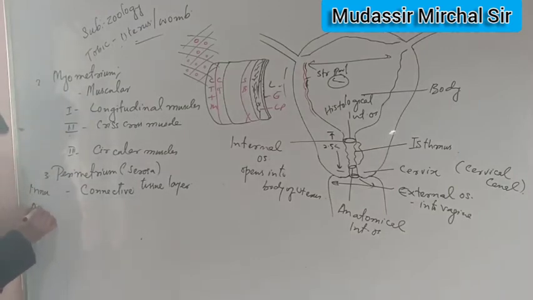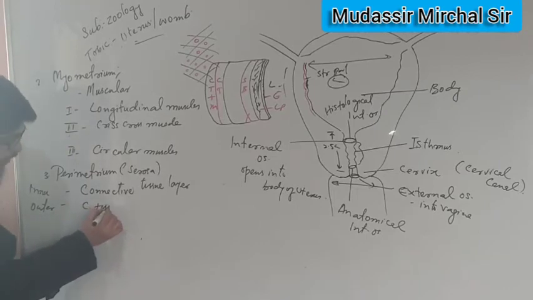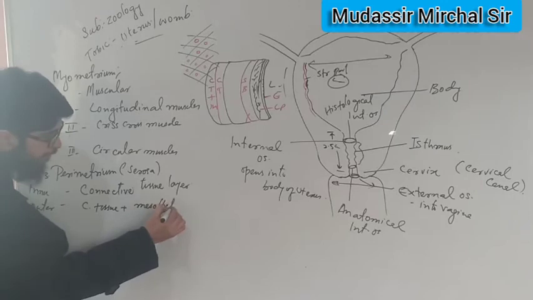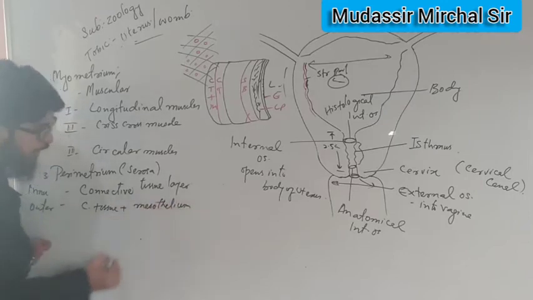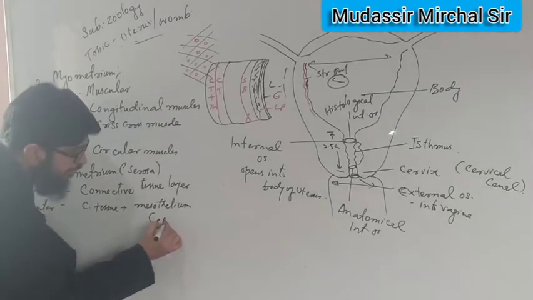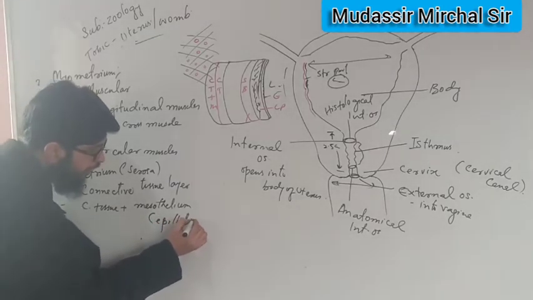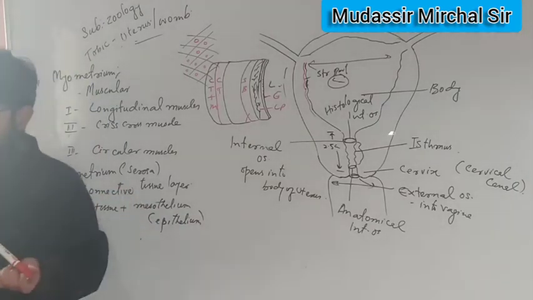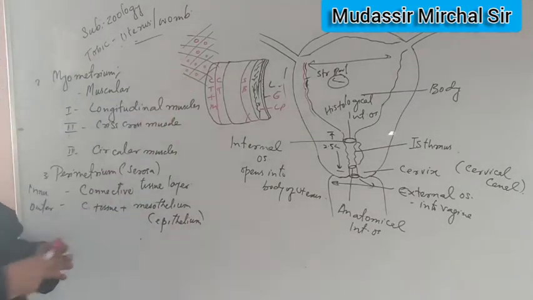आउटर मोस्ट लेयर ऑफ सेरोसा इज कनेक्टिव टिश्यू प्लस मीजोथीलियम. And what is mesothelium? Don't worry, it is nothing else. It is epithelium, जिसको हम mesothelium यहाँ पे बोलते हैं. Okay, इसके epithelium को हम mesothelium बोलते हैं.